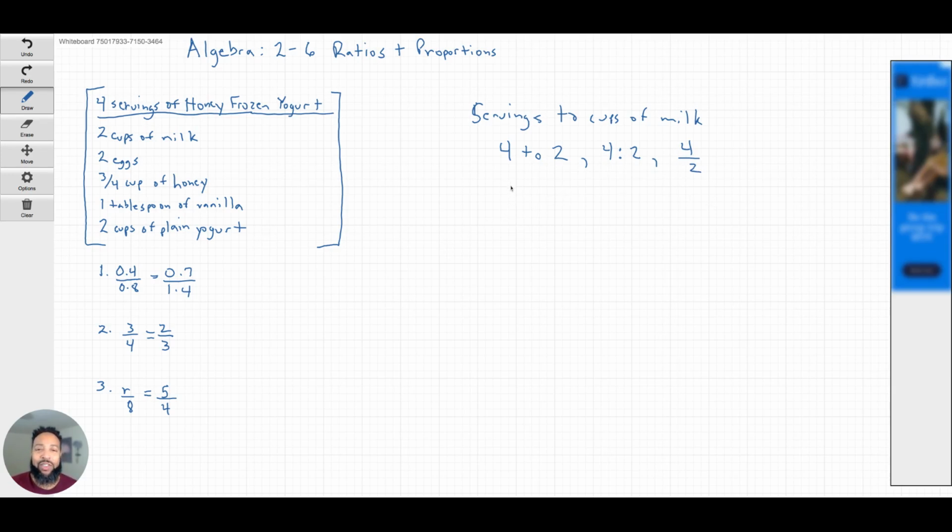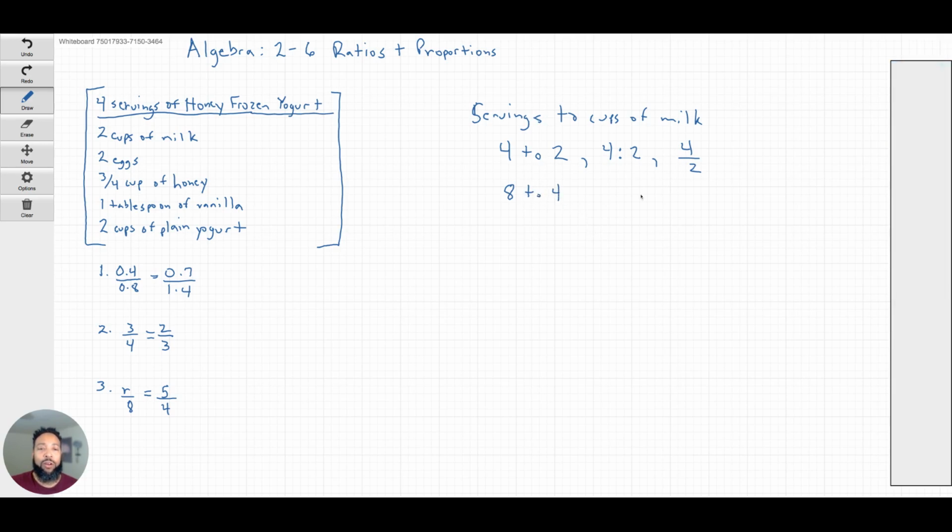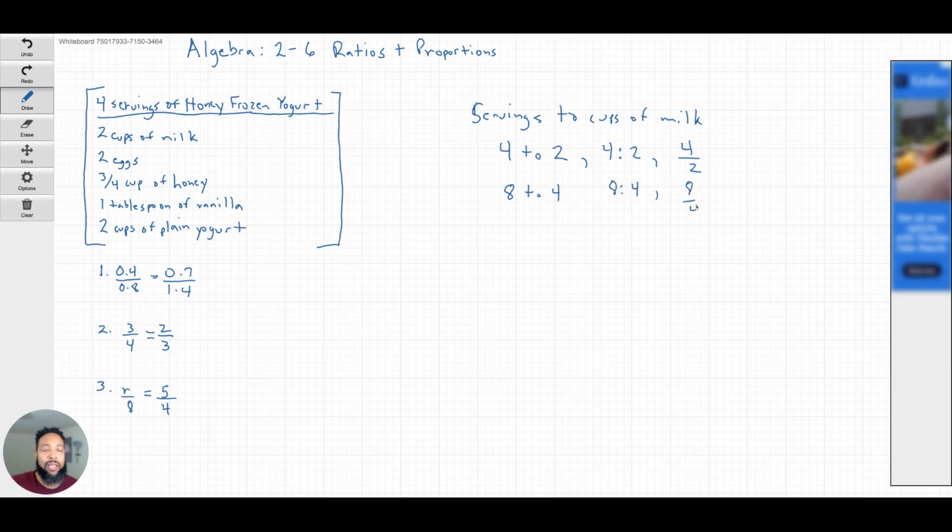Now, what if I said I wanted 8 servings? So if I had 8 servings, how many cups of milk do you think that would be? More than likely, if the ratio is 4 to 2 and I doubled 4 to 8, then I would double the 2, so it would be 8 to 4. So now we have 8 to 4.